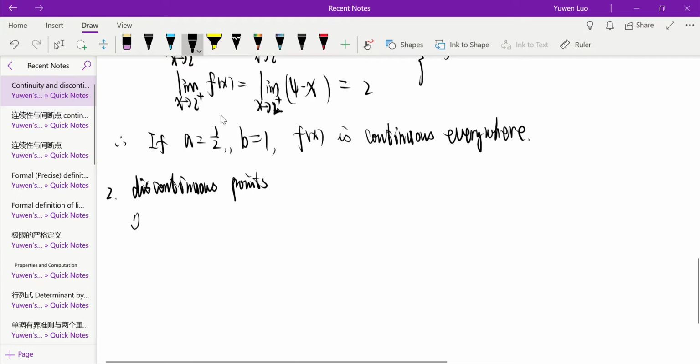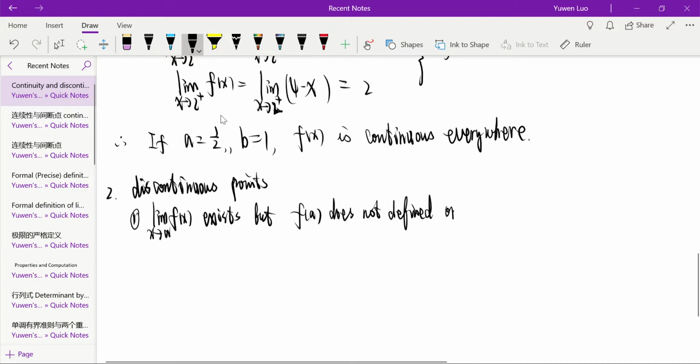The first type of discontinuous point is when the limit exists, but f(a) is not defined, or f(a) does not equal the limit. This type of discontinuous point is called removable.